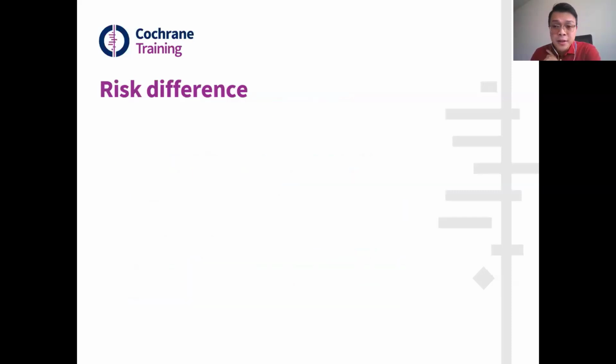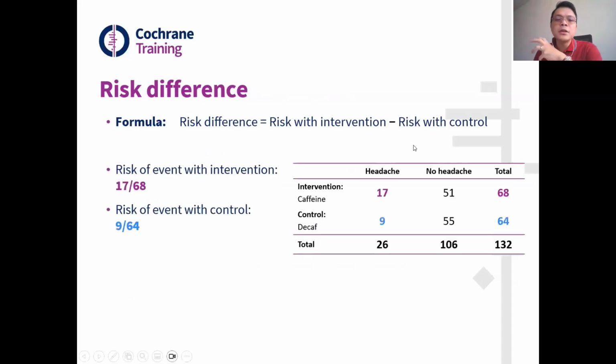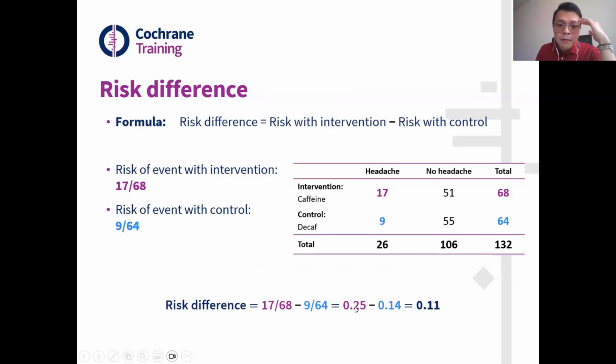And finally, let's look at risk difference. So the risk difference is an absolute measure, and the formula is risk with intervention minus risk with control. Going back to our example, the intervention risk is 17/68. The control risk is 9/64. And when we feed this into our formula, we get 0.25, the intervention risk, minus 0.14, the control risk, which gives us 0.11. In case you're wondering, there's no corresponding odds difference.